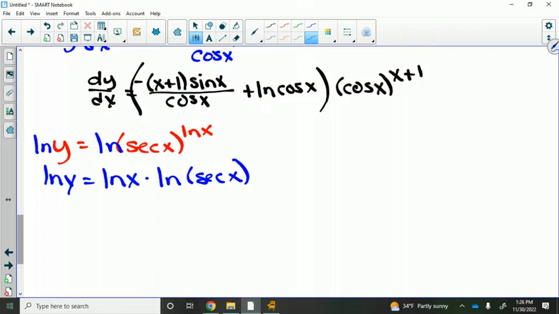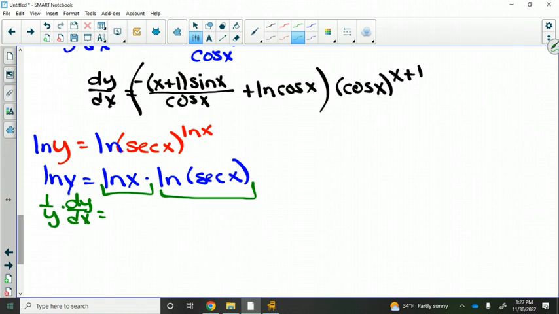What rule do we have to do on the right-hand side? Product. So 1 over y dy dx. Okay, on the right, it's this times this. So the first times the derivative of the second, 1 over u times the derivative of u. What's the derivative of secant? Secant tangent.